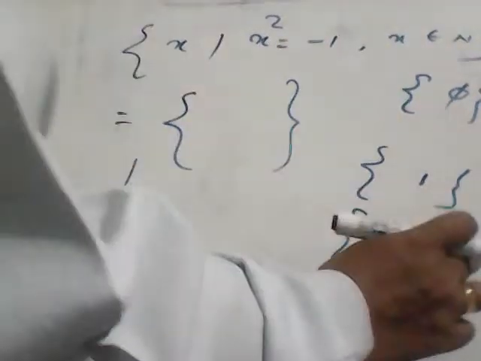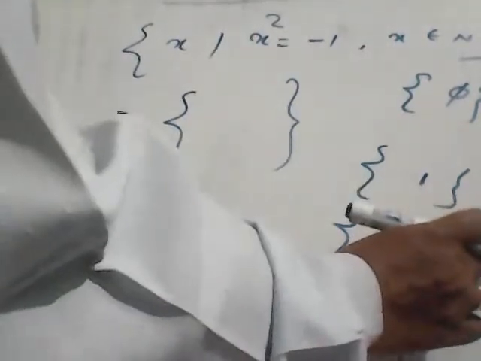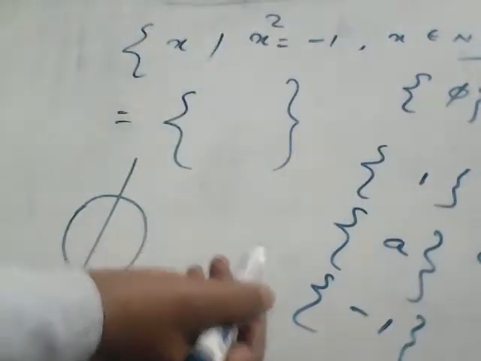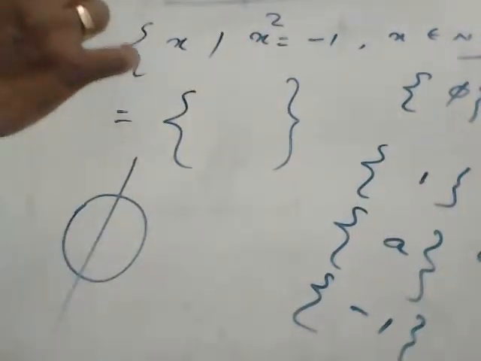Another one I am writing here. It is a singleton set. It has one element, and that element is the curly bracket. If I put one comma here, then it is not a singleton set. It is a set containing two elements. This is one element, this is another element. So these are some confusing things. I will discuss them again in the next period to see what we mean by empty sets.